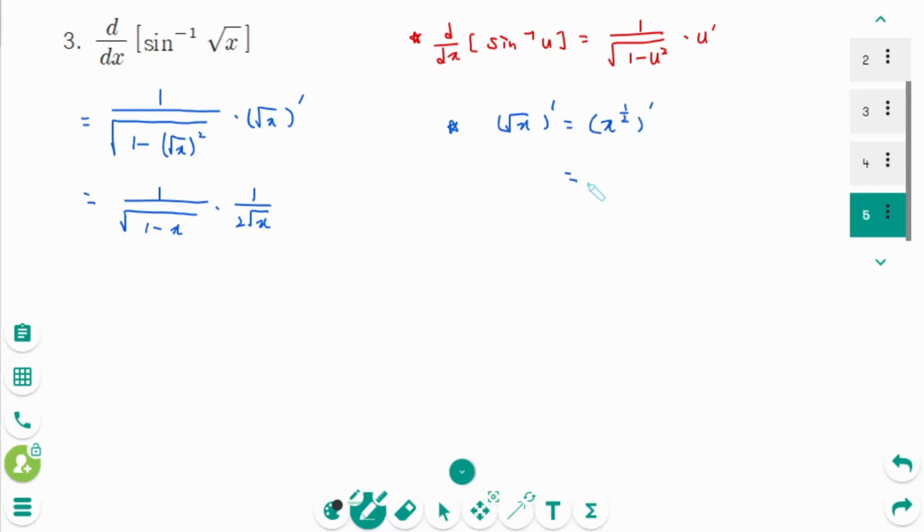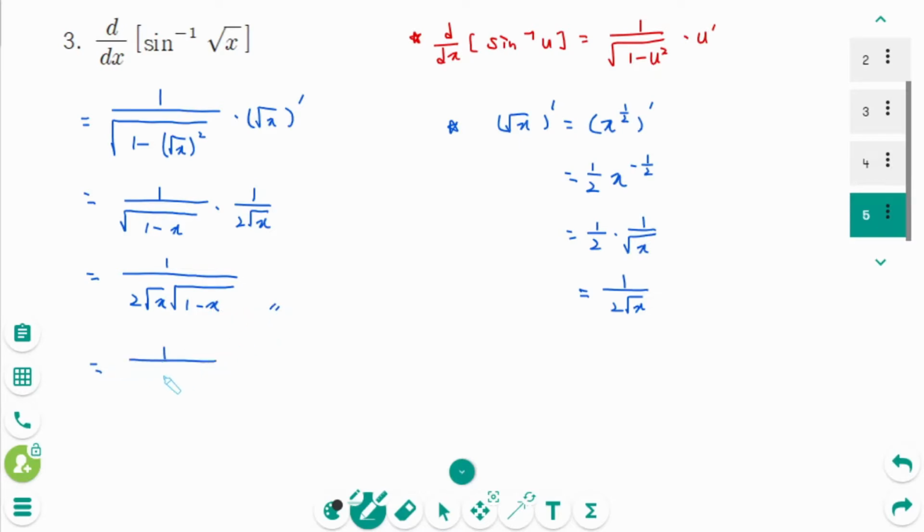prime is 1 over 2 x to the power of minus 1 over 2. Then back to the radical form, 2 square root of x. Then 1 over 2 square root of x times square root of 1 minus x, or we can rewrite as 1 over 2 square root of x minus x squared.